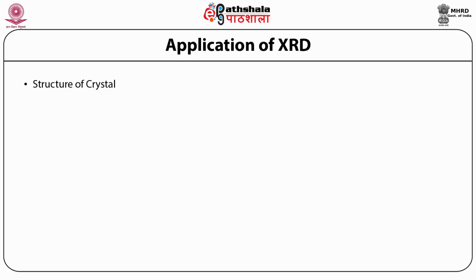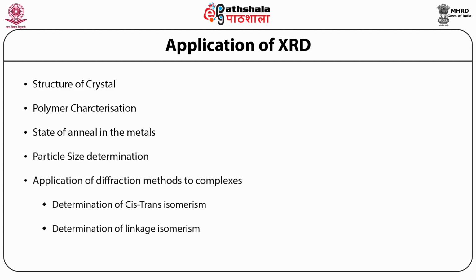The second application is polymer characterization. XRD helps to know about the degree of crystallinity. The non-crystalline portion scatters the X-ray beam to give a continuous background, whereas the crystalline portion causes diffraction lines that are not continuous. Thirdly, XRD is used to test metals without removing the part from its position and without weakening it. Next is the particle size distribution.